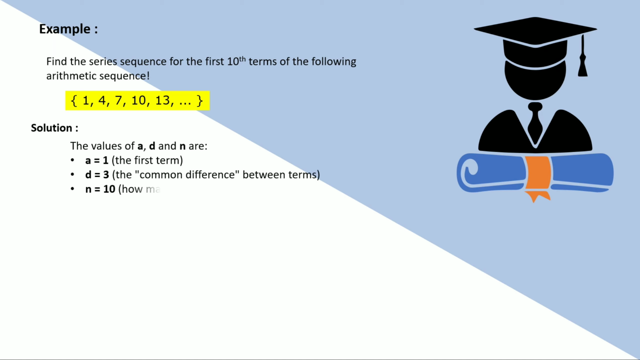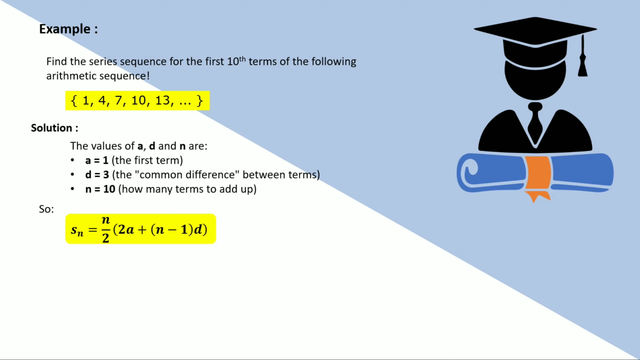For example, find the sum of the first 10 terms of the following arithmetic sequence: 1, 4, 7, 10, 13, and so on. Solution: the values of a, d, and n are: a is 1 because the first term is 1, d is 3 because the common difference between terms is 3, n is 10 because the number of terms to add up is 10.